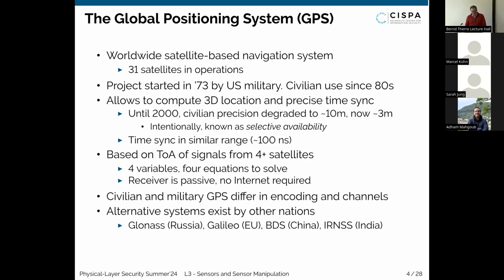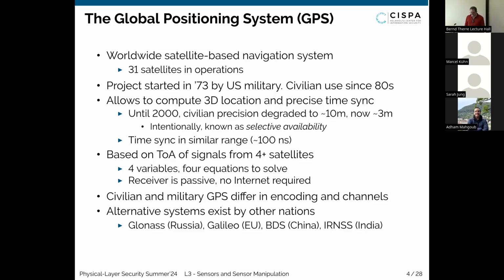In particular, the military GPS is only usable by parties that have certain secret keys that allow them to decode the signals that are being sent to them. And due to this setup, the military GPS is more secure against jamming, for example. Likely also more precise than the civilian GPS.